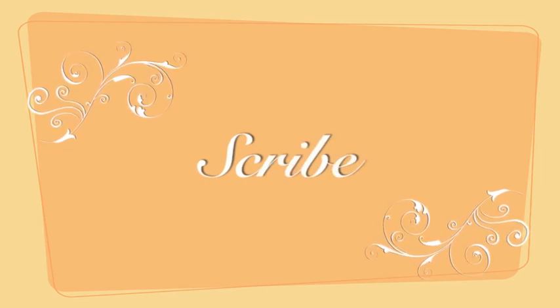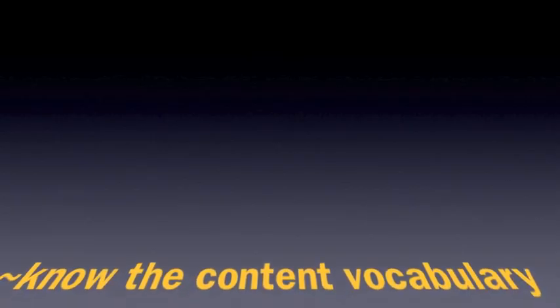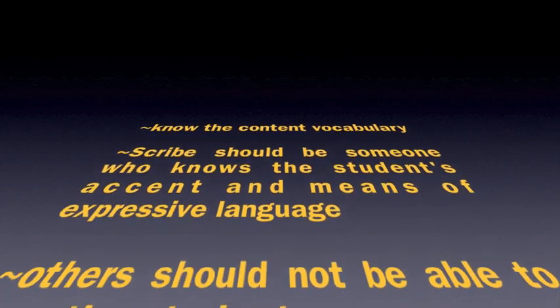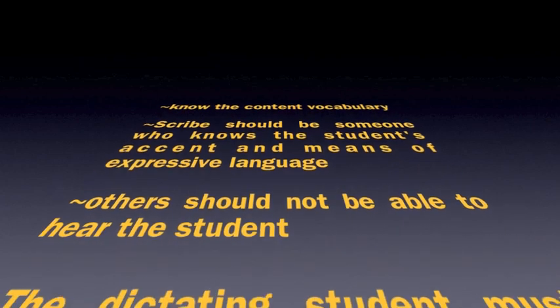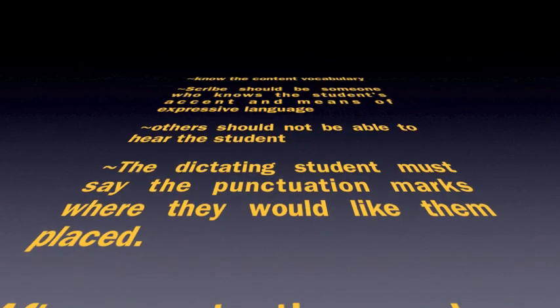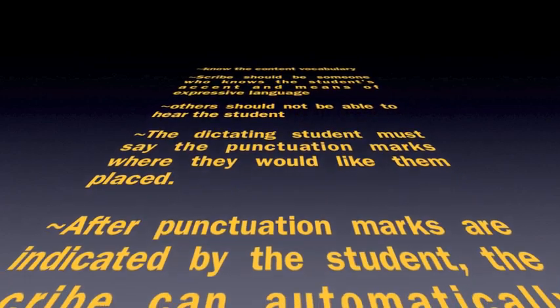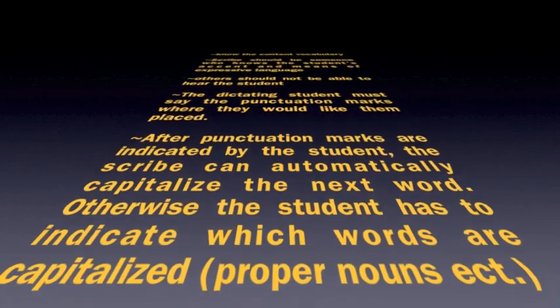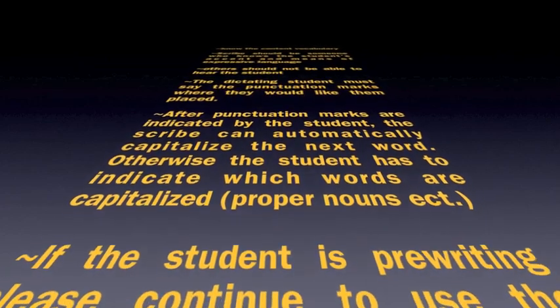While scribing, please know the content. The scribe should be someone who knows the student's accent and vocabulary. The student must indicate punctuation. For example, they say, "The cat ran, period." In this case, you can capitalize the next word. Otherwise, the student must say what words he or she wants capitalized. Remember, no other student should be able to hear the student dictating.